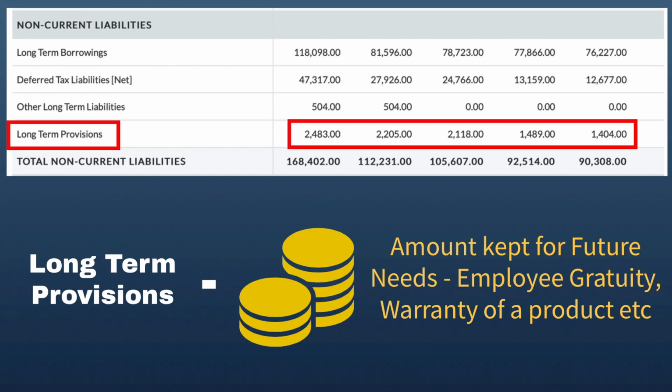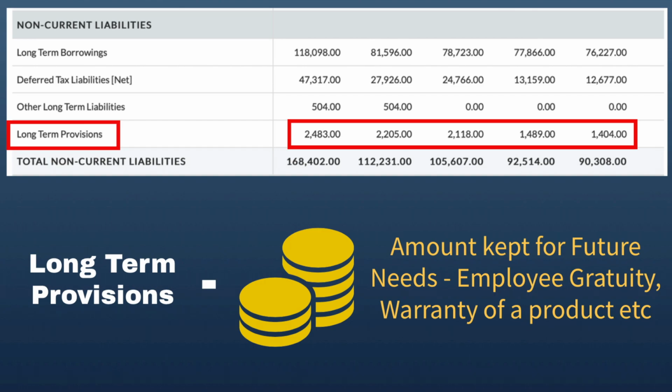Next would be long-term provisions. This is basically the amount which the company has set aside for future needs. For example, if a company has a product and there is a warranty on the product, then the company keeps a certain amount of money aside for the warranty, or the employee gratuity which the company has to pay to the employees. If the company keeps this fund for more than 1 year, it's a long-term provision. And if the company keeps this fund for less than 1 year, it's a short-term provision. So these would be considered as a liability.